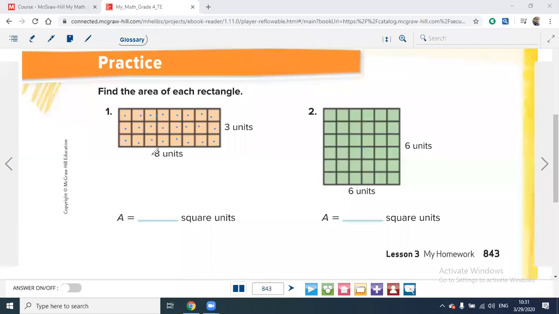1, 2, 3, 4, 5, 6, 7, 8, 9, 10, up to 24. Otherwise, you can multiply 8 times 3, 24. So the answer should be 24. And for the second one, I can count inside or multiply 6 times 6, which is 36. So the answers should be 36 for the second one, and 24 for the first.